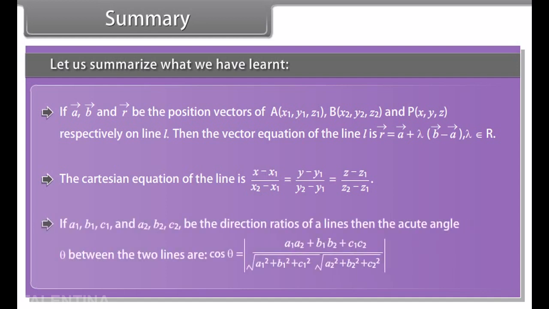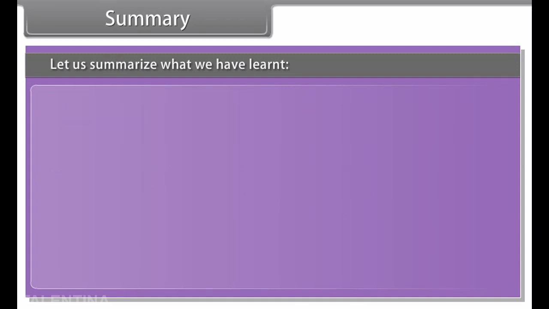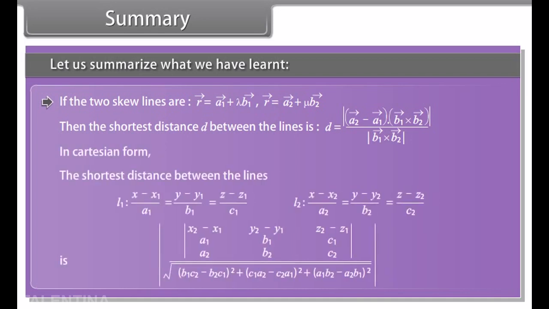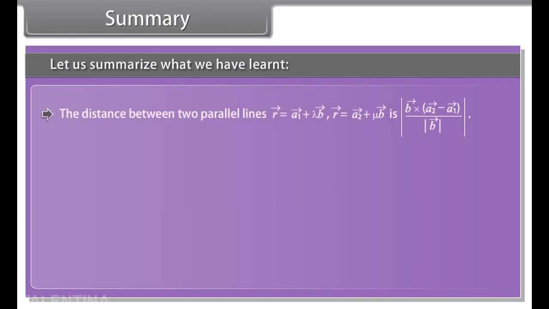If a1, b1, c1 and a2, b2, c2 are the direction ratios of two lines, then the acute angle theta between the two lines is as follows. If the two lines are skew, then the shortest distance d between the lines is as follows. In Cartesian form, the shortest distance between the lines is as follows. The distance between two parallel lines is as follows.